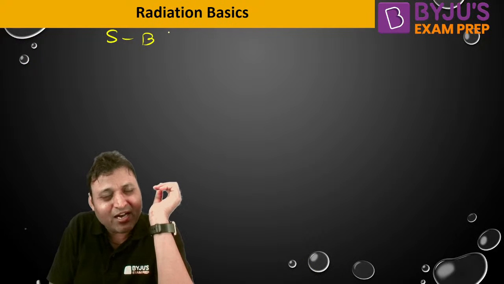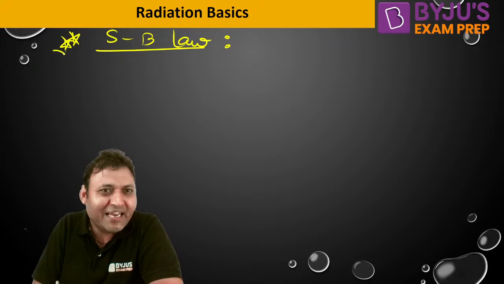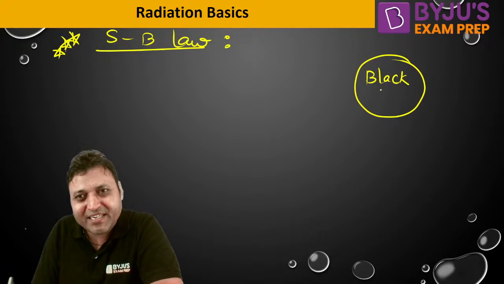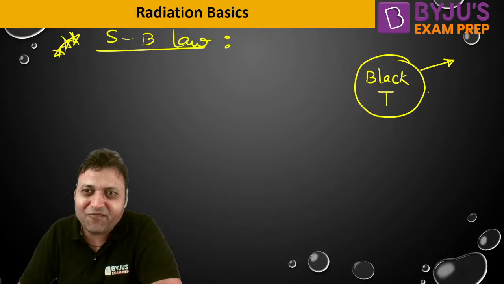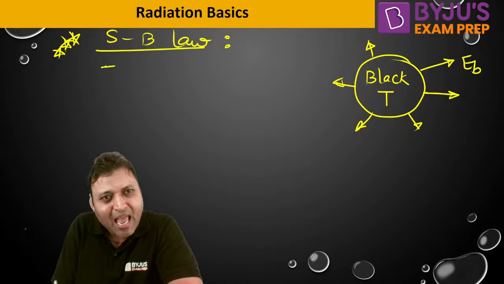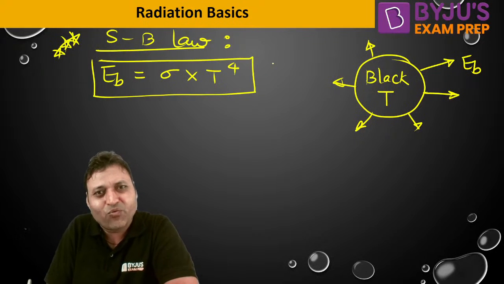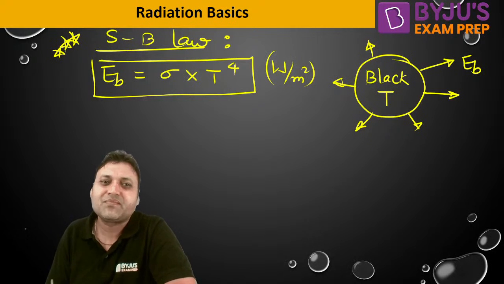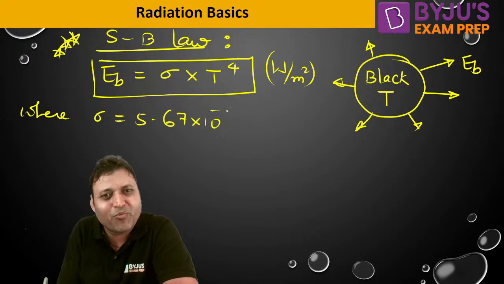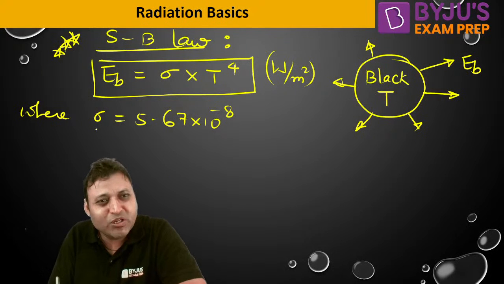Have you studied the Stefan-Boltzmann law? It is a very important law in defining radiation. According to the Stefan-Boltzmann law, for a black body which is at a temperature T, the emission from the black body, or the emissive power of the black body, this is E_b, is given by sigma into T to the power 4. The unit is watt per meter square. That is the emissive power of the black body. And sigma is given by 5.67 into 10 to the power minus 8. What is the unit of sigma? That is the Stefan-Boltzmann constant.